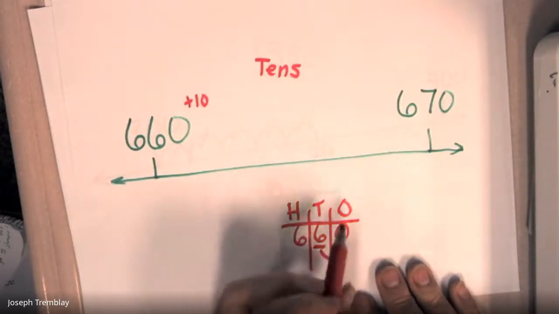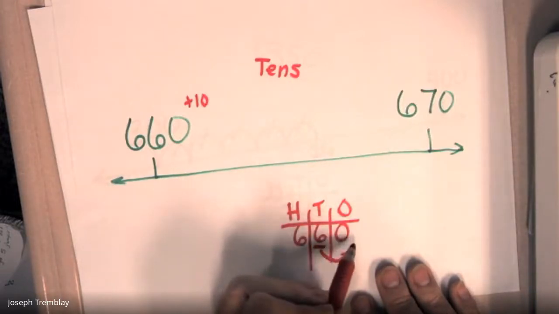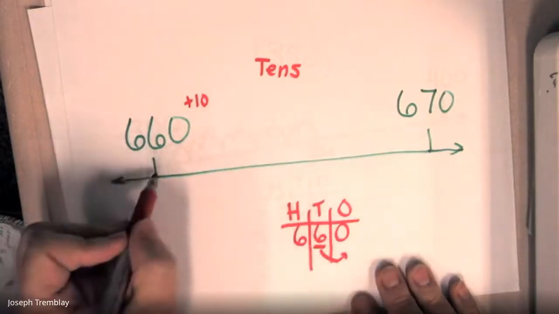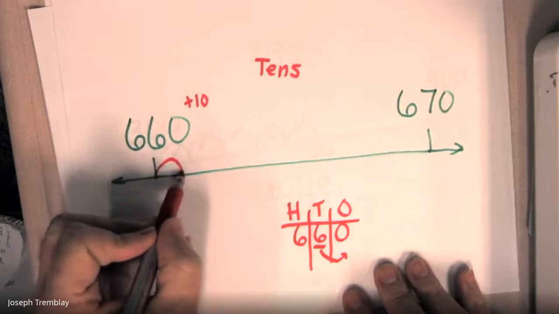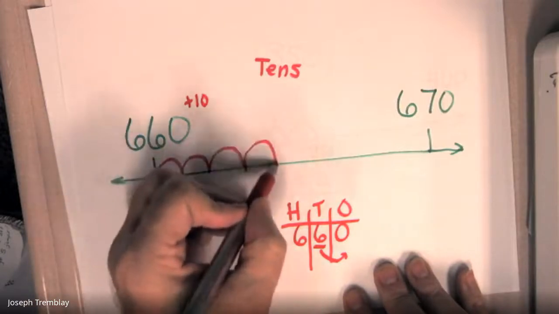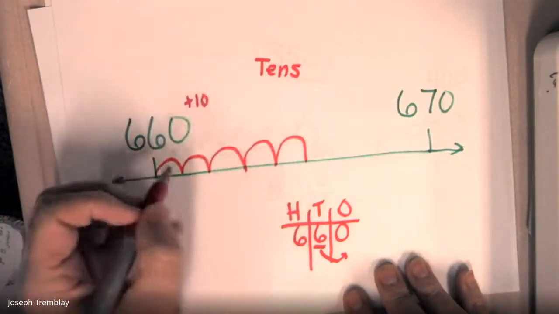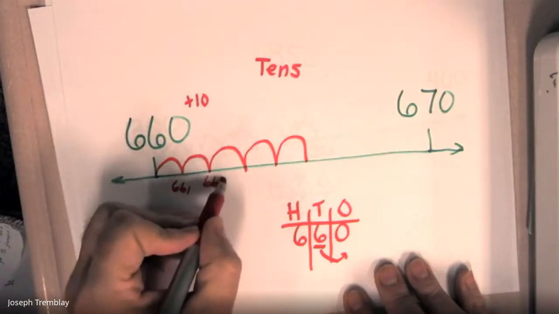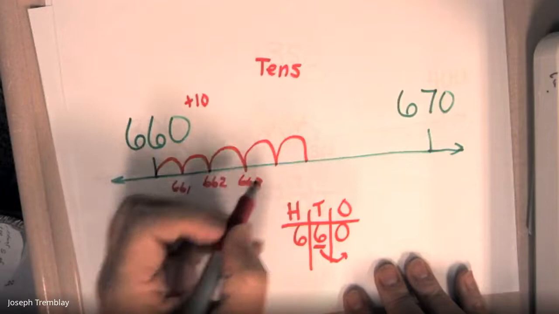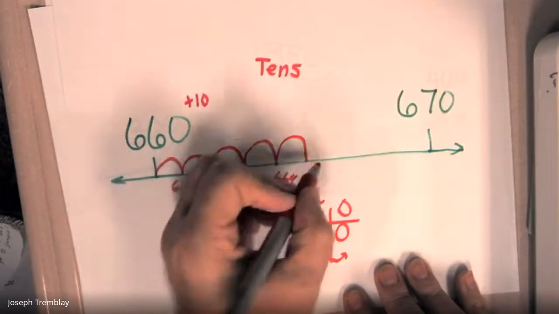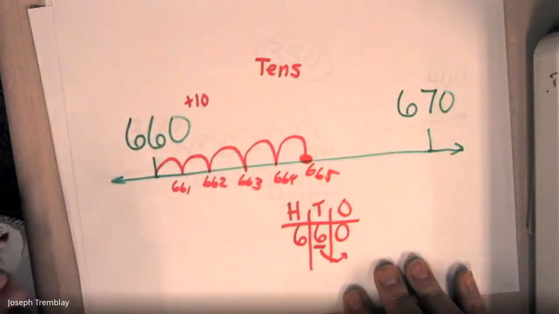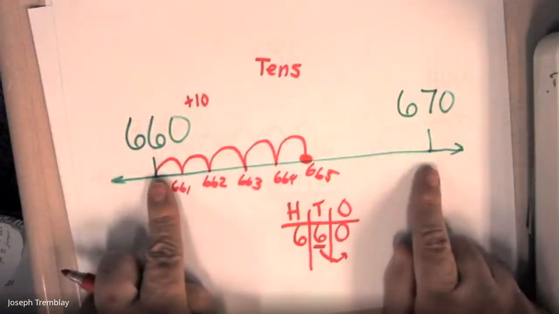So when I do that, I see I'm going to be counting by ones because I only added a grand total of 10, and now I'm going to count my 5 jumps. 1, 2, 3, 4, 5. So that would be 661, 662, 663, 664, 665. That gives me the number that's halfway between 660 and 670.